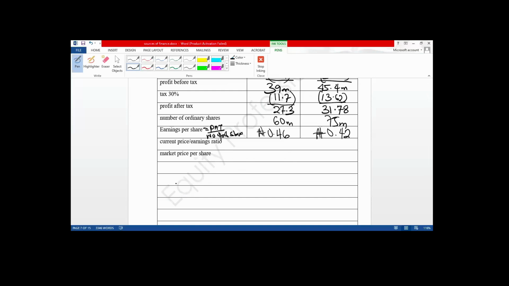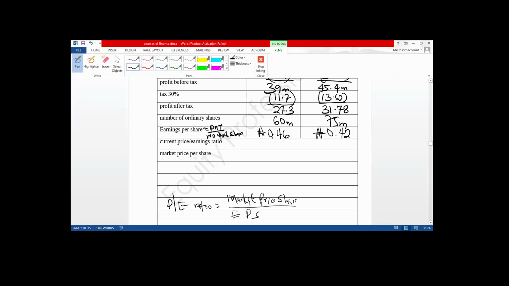That means price earning ratio is equal to market price per share over earnings per share. We can calculate this. We know the current market price per share. The current market price per share is 7.50 naira.